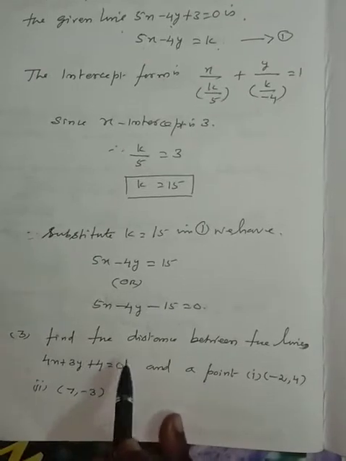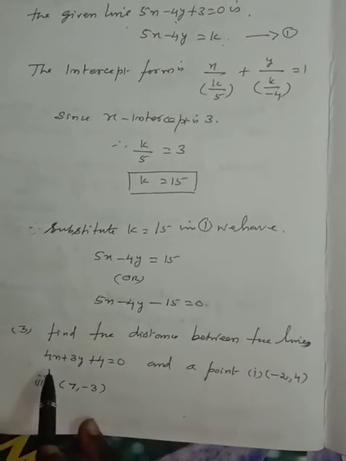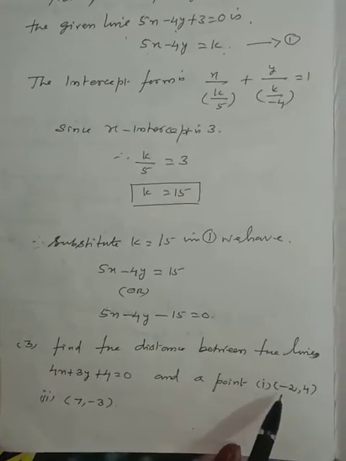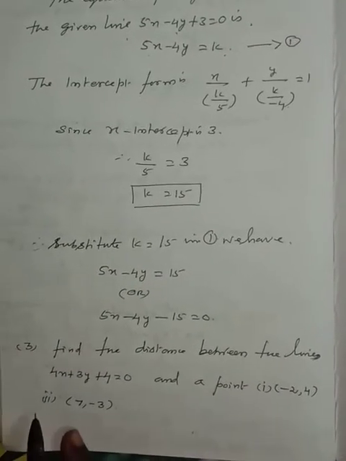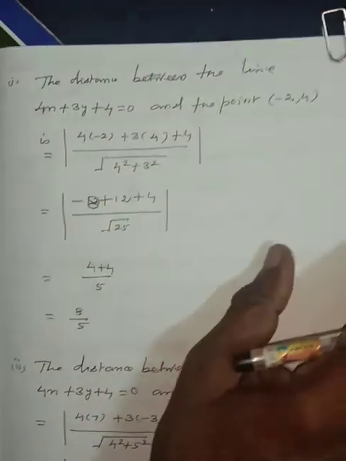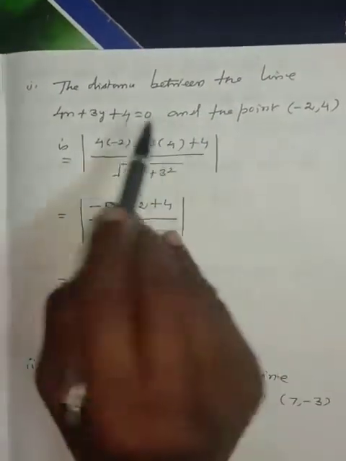Question number 3. Find the distance between the following: subdivision number 1, the point (minus 2, 4) and the straight line 4x plus 3y plus 4 equals 0.